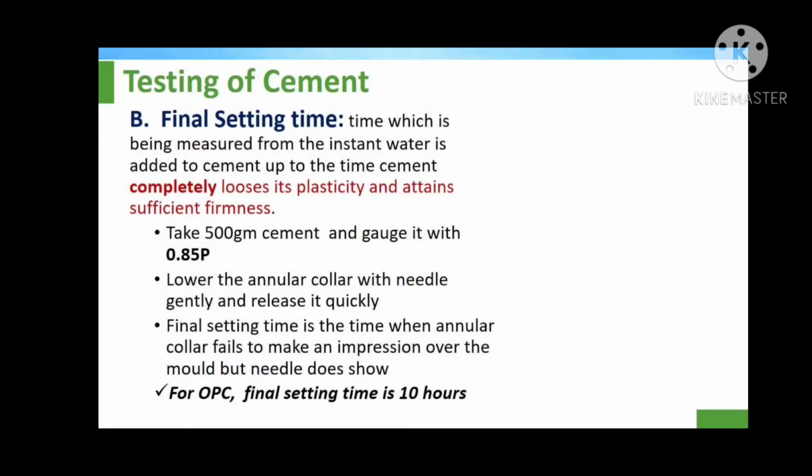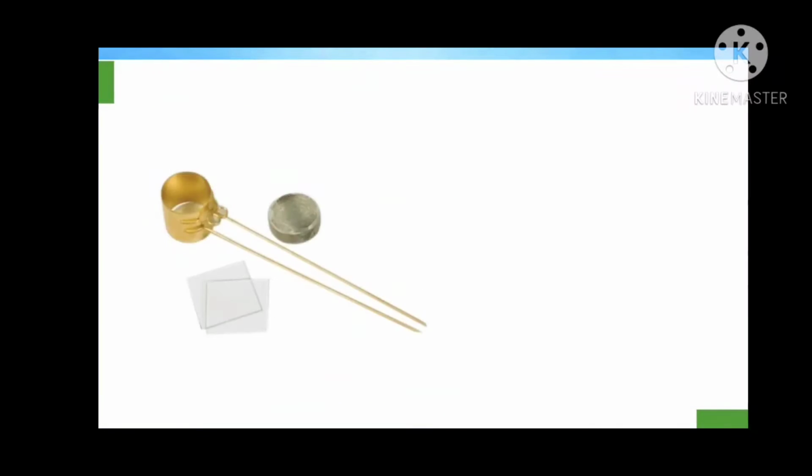B. Final setting time. This is the time measured from the instant water is added to cement up to the time cement completely loses its plasticity and attains sufficient firmness. Take 500 gram cement and gauge it with 0.85 P. Lower the annular collar with needle gently and release it quickly. Final setting time is the time when the annular collar fails to make an impression over the mold but the needle does so. For OPC, the final setting time is 10 hours. This is the instrument.